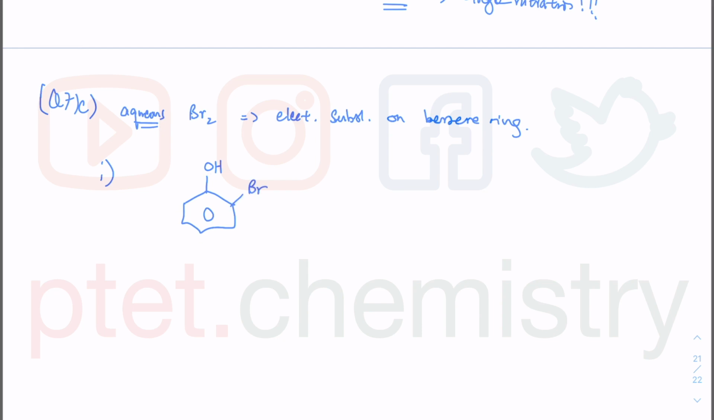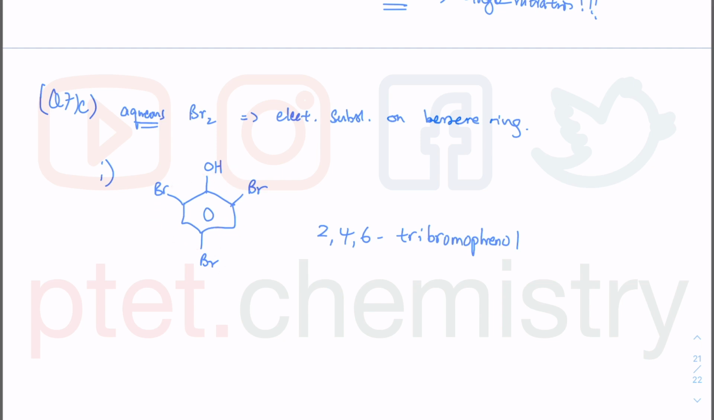So it's a tribromophenol. In fact, it's 1, and it's 2, 3, 4, 5, 6. So it's 2, 4, 6 tribromophenol. 2,4,6 tribromophenol is insoluble in water, and as a result of its insolubility in water, and you're in aqueous bromine, it will actually crash out as a white precipitate.